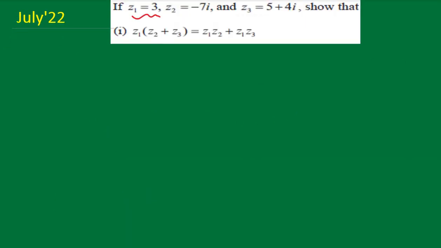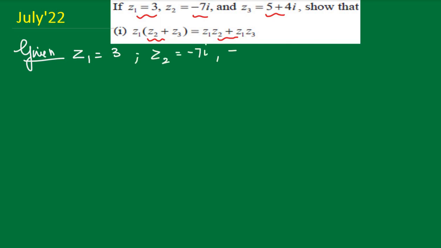The next question: given z1, z2, z3, show that z1 into (z2 plus z3) is equal to z1 z2 plus z1 z3. So let us first write what is given. Given values of z1 is equal to 3, z2 is equal to minus 7i, and z3 is equal to 5 plus 4i. Now finding the LHS first.